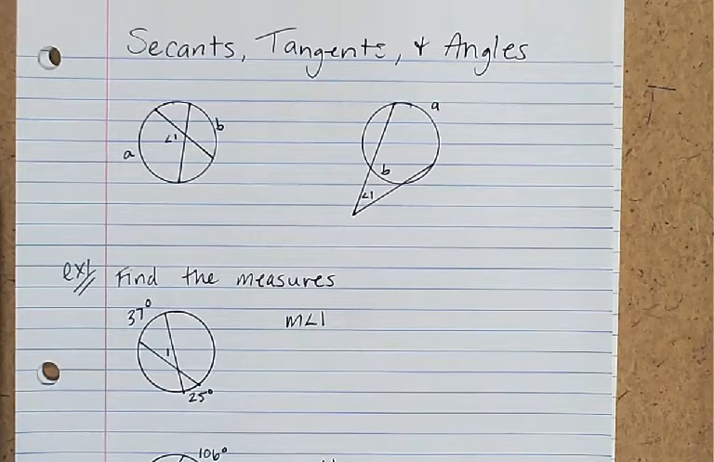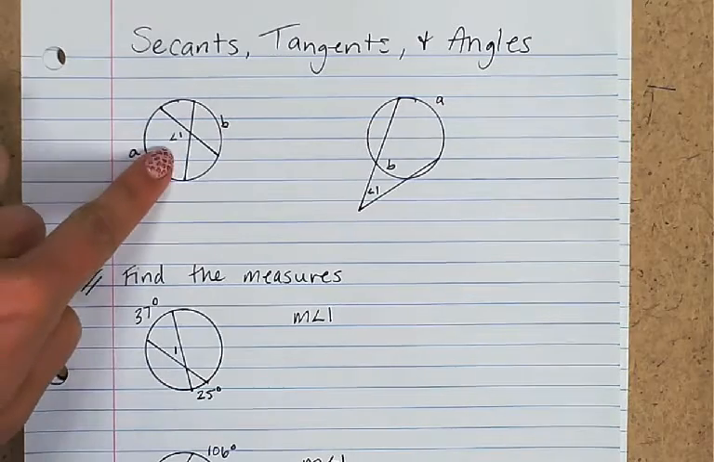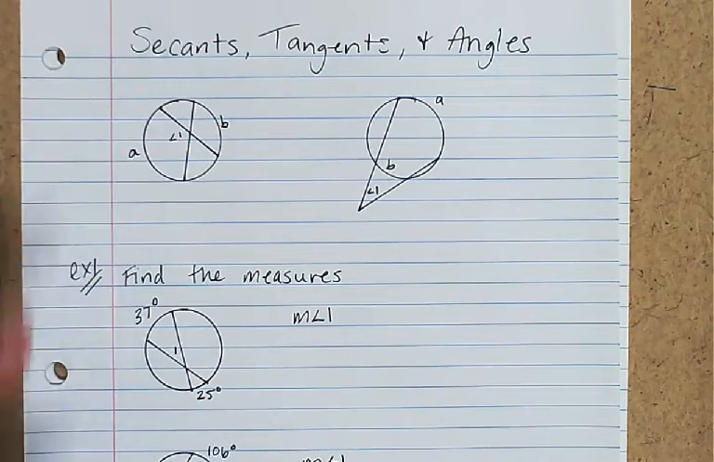This is a review of the Edgenuity lesson, secants, tangents, and angles. When you're trying to figure out which formula to use, you just need to pay attention in this lesson to where the vertex of your angle is. Here, see how it's inside the circle?